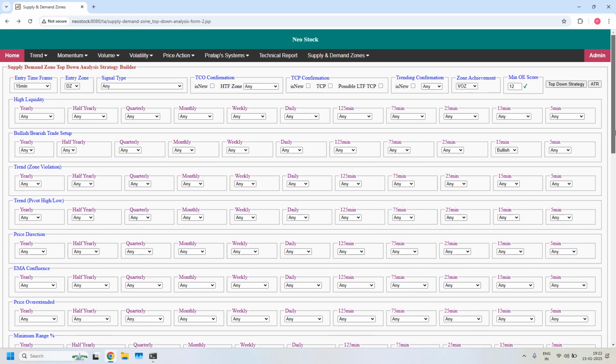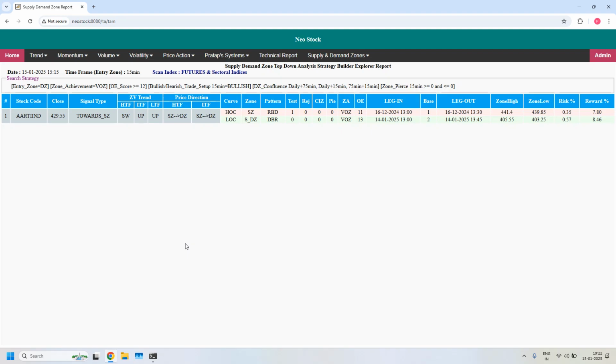With all the 3 filters, LTF, ITF, HTF demand zone confluence, we got only 1 stock. HTF EMA confluence, no need to check because the trend is sideways. It won't give any extra advantage with EMA confluence.